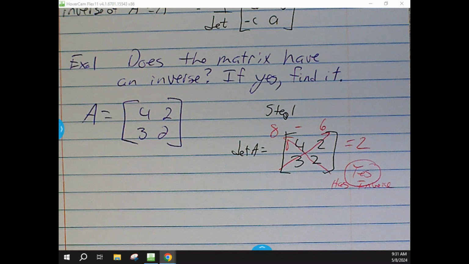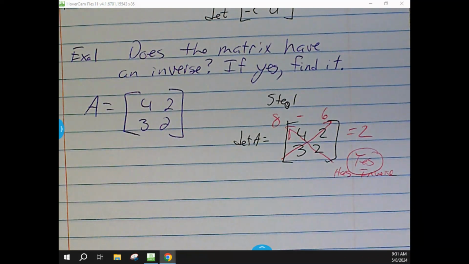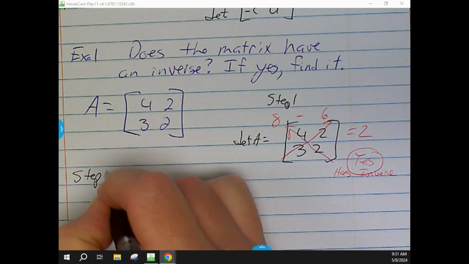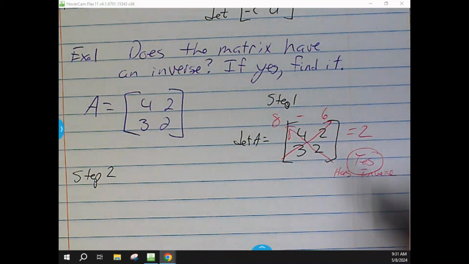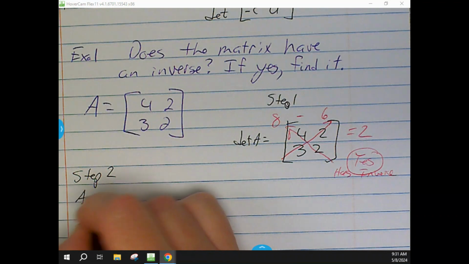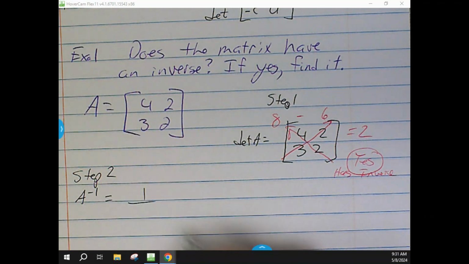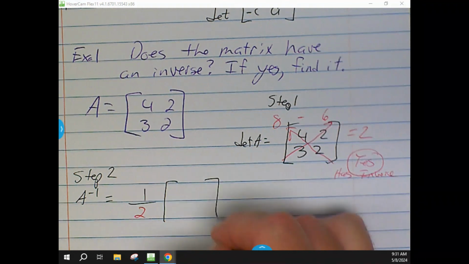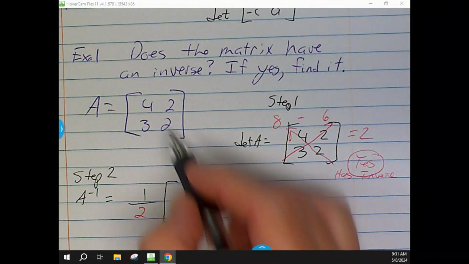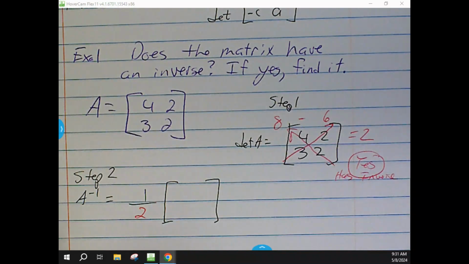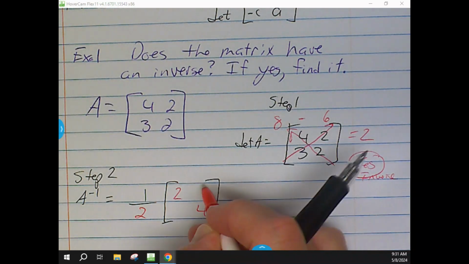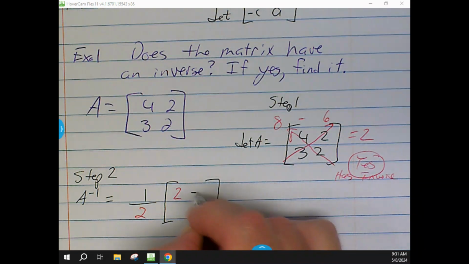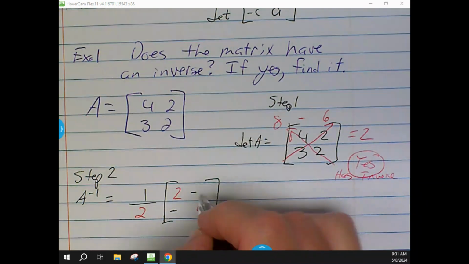And now we're actually going to find the inverse of it. Okay, so step 1, do your cross products here to find out what the determinant is. Step 2, again, is to find the A inverse, which is going to be 1 over the determinant, which in this case is 1 over 2. And that's going to be times, again, we're going to switch these two numbers. And then for these two numbers, we're going to change the signs. We're going to make it a negative and a negative because they're both positive, and then 2 and then 3.